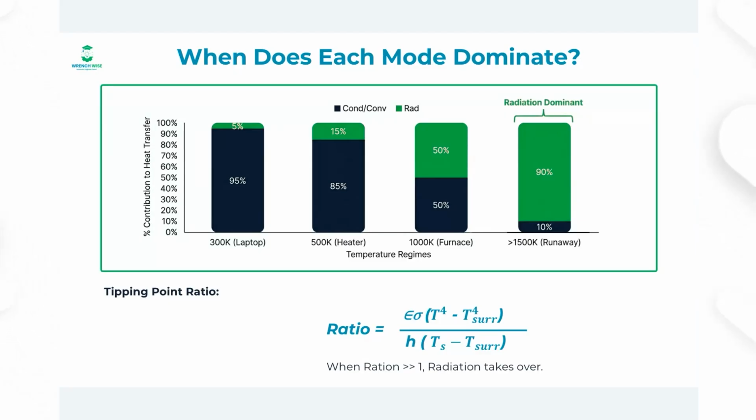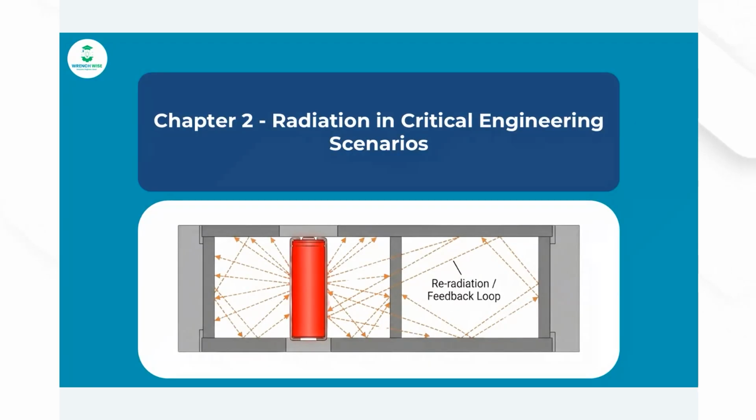The rule of thumb here is very simple. Dominance is quite situational. For normal operation, like cooling a laptop, you can often get away with linear physics, but for failure analysis containing a fire, radiation is essentially the only mode that matters. It is the engine that is driving the failure. So let's move on to the second chapter: radiation in critical engineering scenarios.